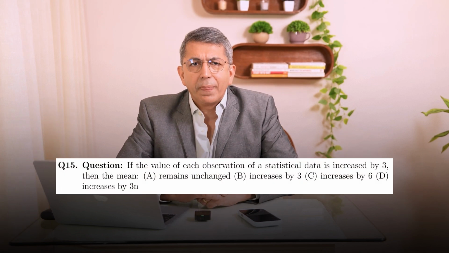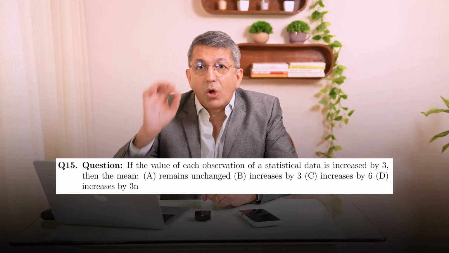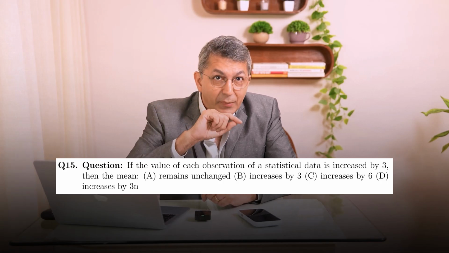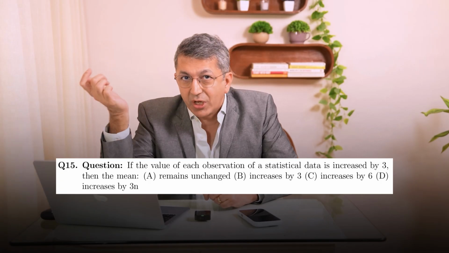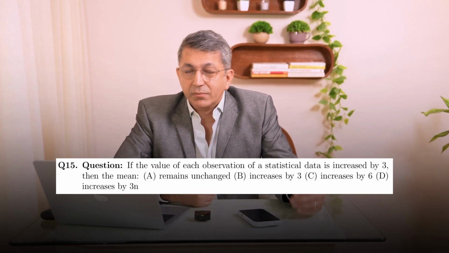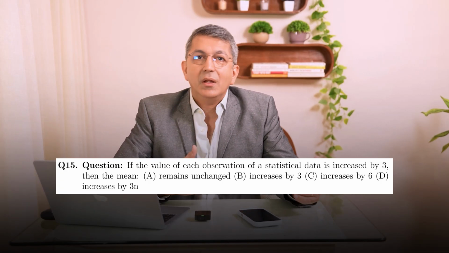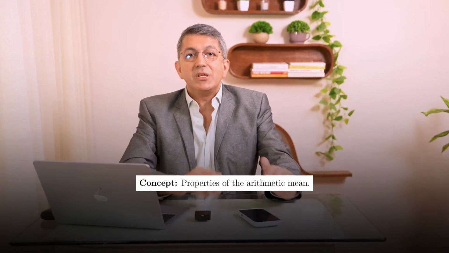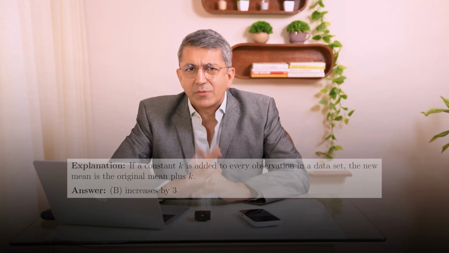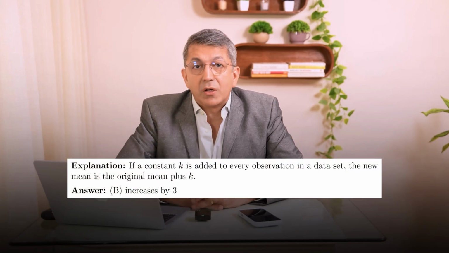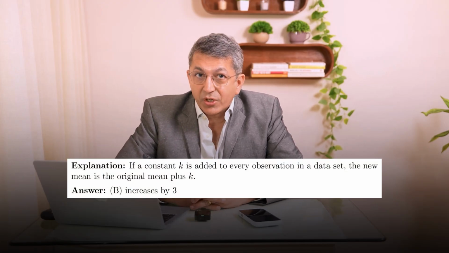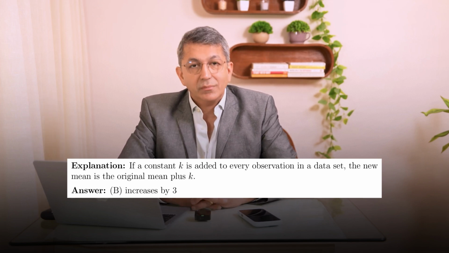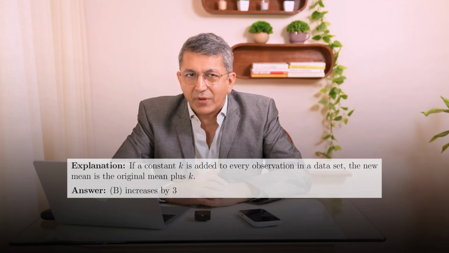Question 15. If the value of each observation of a statistical data is increased by 3, then the mean: A, remains unchanged. B, increases by 3. C, increases by 6. D, increases by 3n. Concept: properties of the arithmetic mean. Explanation: if a constant k is added to every observation in a data set, the new mean is the original mean plus k. So the answer is B, increases by 3.